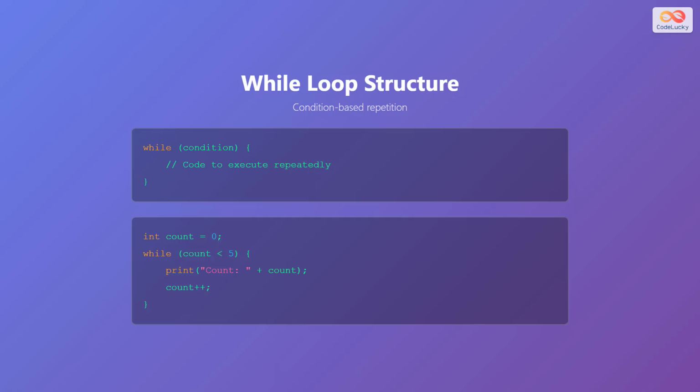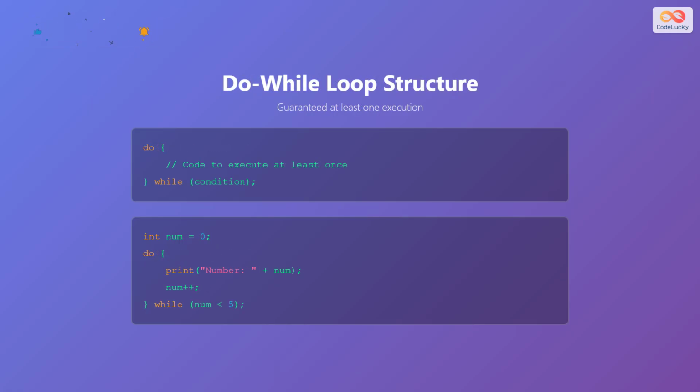The while loop is simpler than the for loop. It only has a condition inside the parentheses. The code inside the loop keeps executing as long as the condition is true. You must manually initialize and increment your counter variable before and inside the loop. In this example, count starts at 0. The loop continues while count is less than 5. Inside the loop, we print the count and then increase it by 1. Once count reaches 5, the condition becomes false and the loop stops.